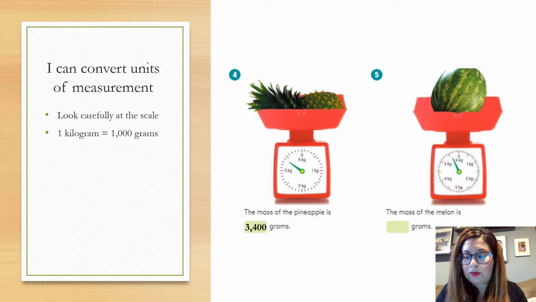Now the melon, what is the mass of the melon in grams? So this scale now goes up to 6 kilograms, and each red mark again is 500. It appears that it's pointing to the first line after the 500 mark. So the melon is 5,600 grams, or 5 kilograms, 600 grams.